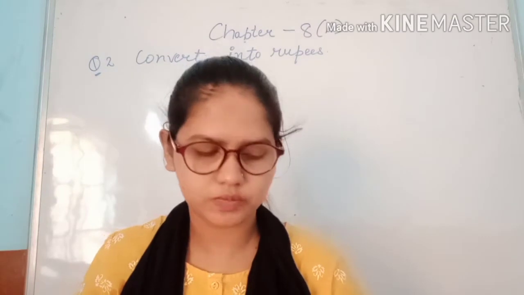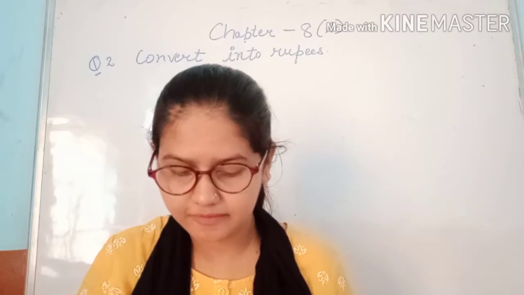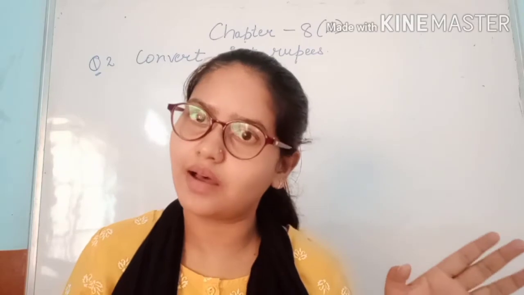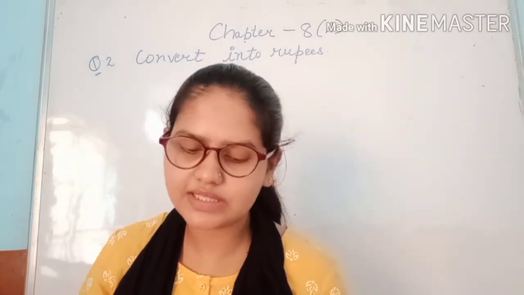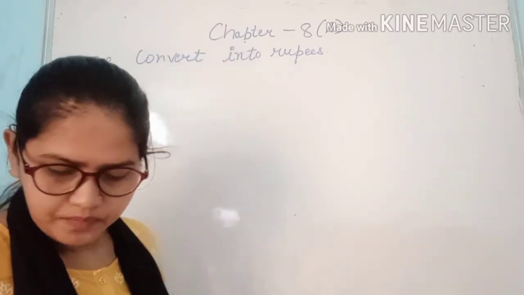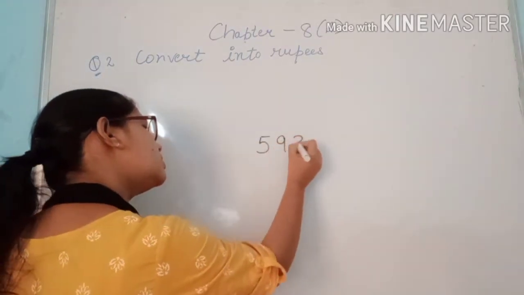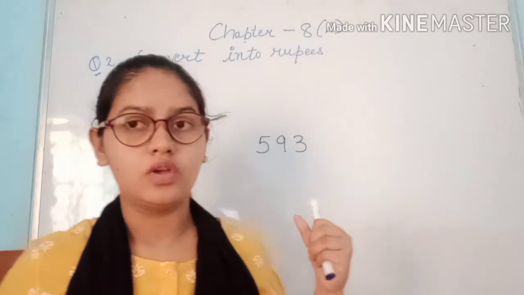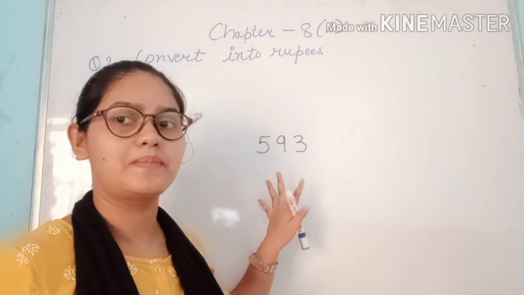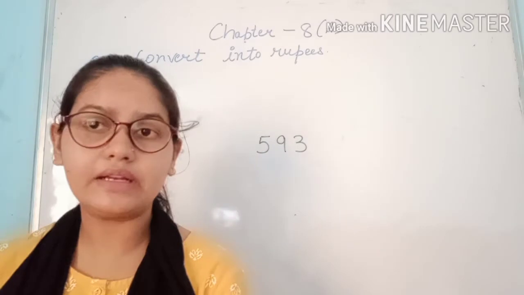We have to convert now. So you can see the example in your book, page number 95, second example: how we convert the rupees and paisa into paisa. So how will we convert it? You can see there is 593 paisa, right? Now what do we have to do here? We have to make a point where we can take them as rupees. So in the example there is something written for us.